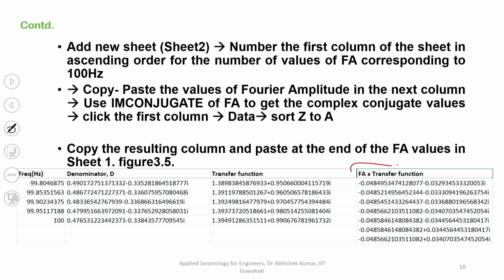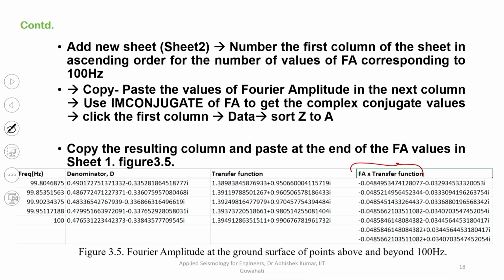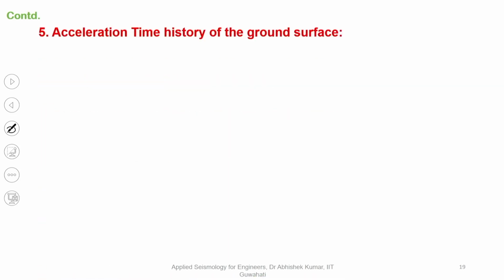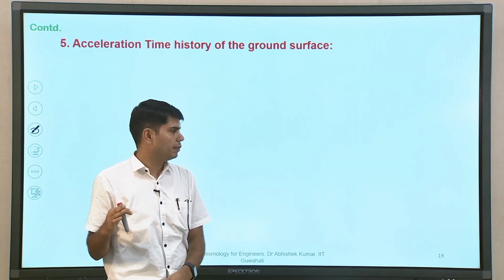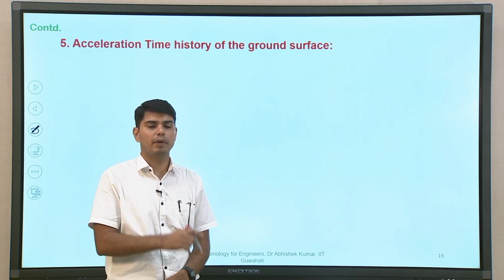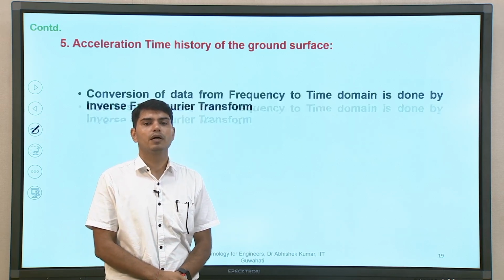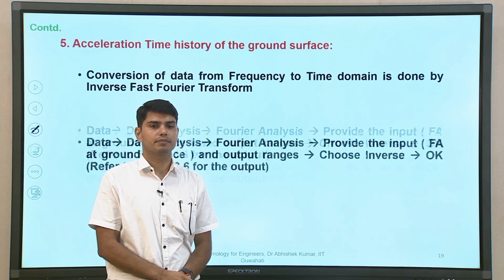If you remember the solution, this product is going to give you the Fourier amplitude at the surface, but it still has a complex part also. So, we have to see now the acceleration time history. Whatever you have as real and imaginary part, we have to remove the imaginary part, and keeping the real part into account, we will try to find the acceleration time history.